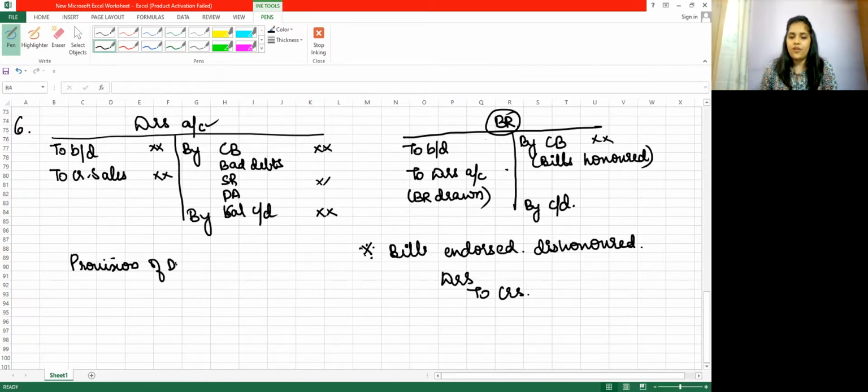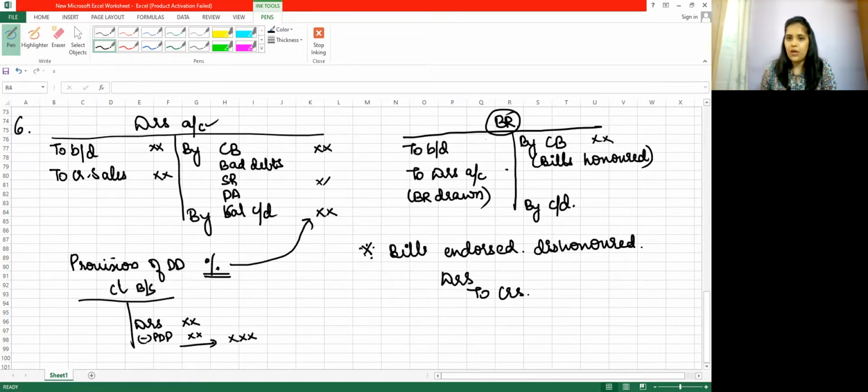Now, coming back to debtors account, if there is a provision for doubtful debt percentage given as an adjustment, then we have to give two effects for this. This PDD will be given on the closing balance. So you'll go to the closing balance sheet. You will write debtors here, right? So debtors minus PDD, and then you will put to outer column. And this PDD second effect will go to P&L debit side.